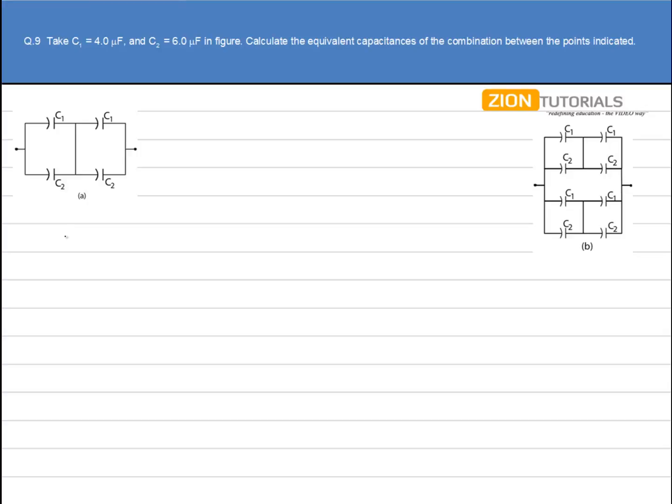We have the value of C1 as 4 microfarad and C2 as 6 microfarad, and we have to calculate the equivalent capacitance of the combination between the points indicated. Now first of all, let's calculate the equivalent capacitance.